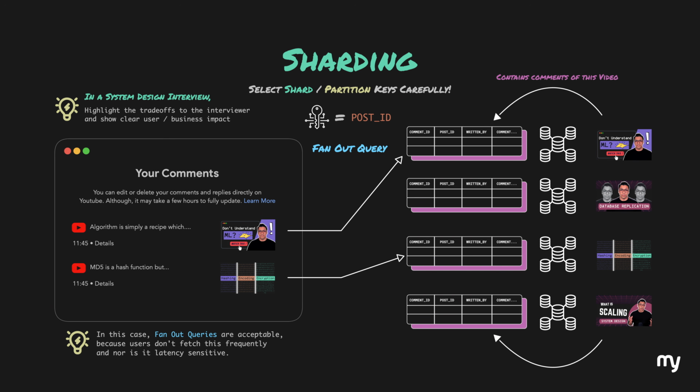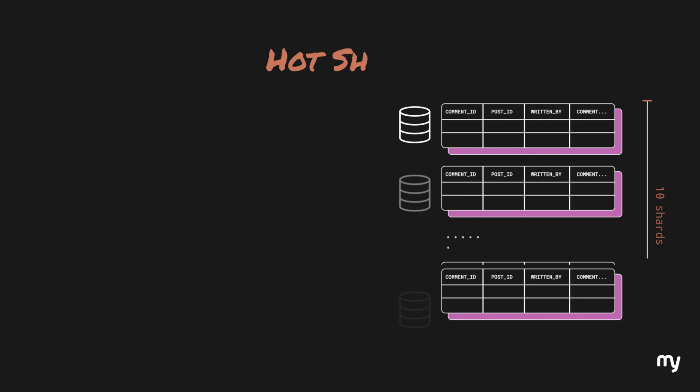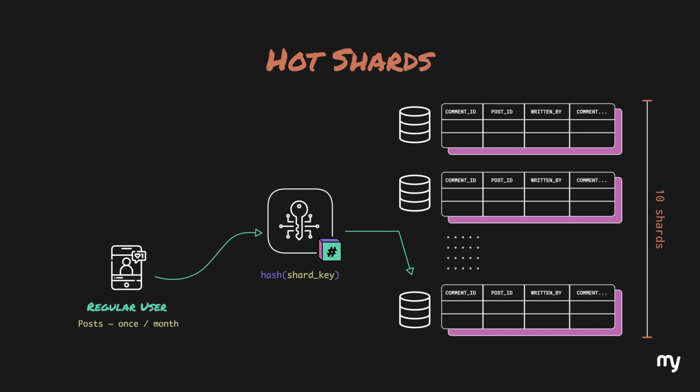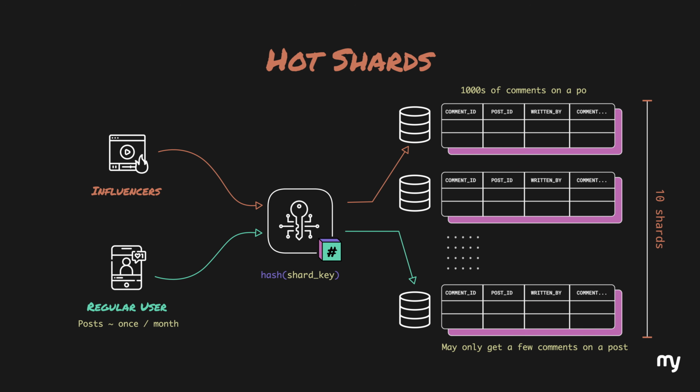One of the most prominent caveats to sharding is hot shards. In an application like Instagram or X, the distribution of comments can get uneven. A regular user may post maybe once a month and may only get a couple of comments, but users who are celebrities or influencers post more frequently, with their posts getting hundreds or even thousands of comments. If we shard it by post ID, the database shards containing some of the popular posts will explode with comments, while others may not get impacted at all, and these kind of shards are called hot shards.